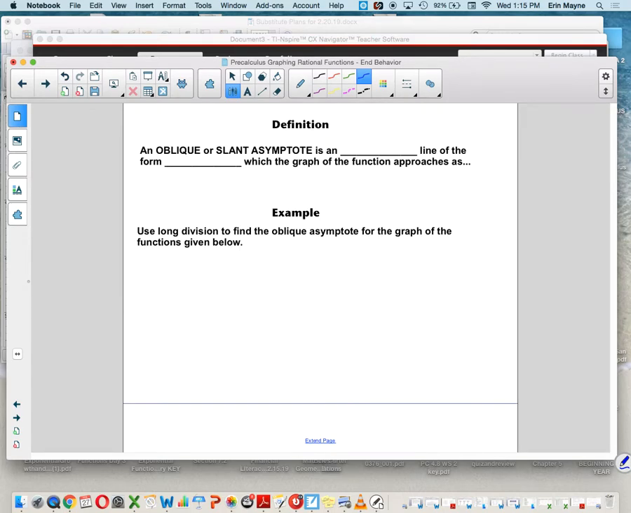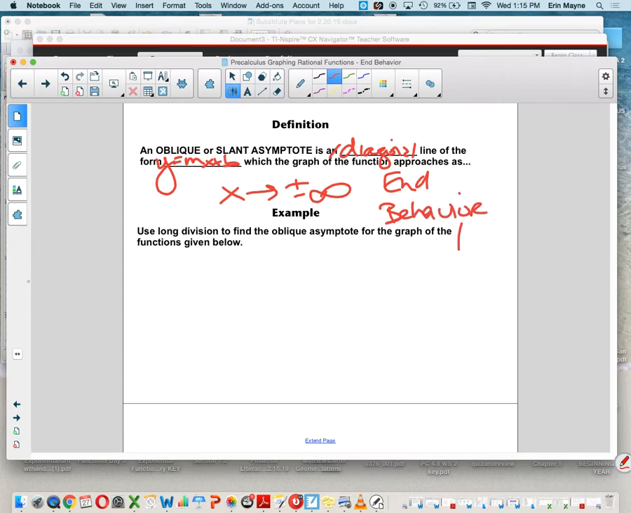I want to officially add this definition. An oblique, also called a slant asymptote, is a diagonal line in the form y equals mx plus b, which the graph of the function approaches when x approaches positive or negative infinity. It is, like the horizontal asymptote, an end behavior asymptote.